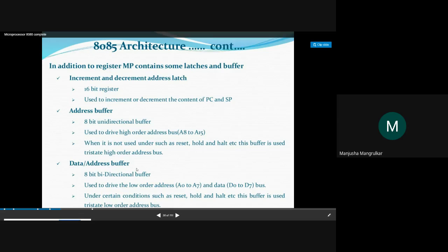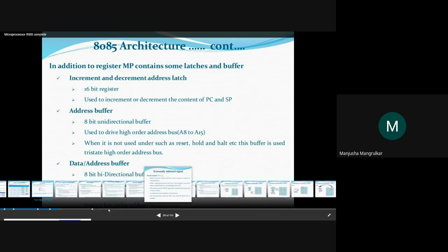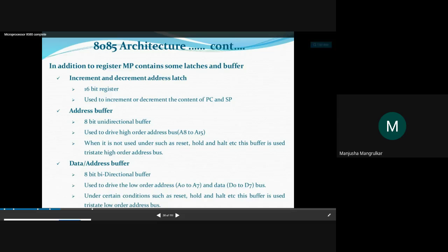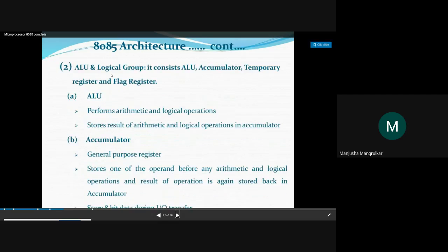The data and address buffer AD0 to AD7. So this 8-bit bidirectional buffer is used to drive the low address A0 to A7 and data D0 to D7. Under certain conditions, as a result of hold and so on, this buffer is used to tri-state the address bus, right? These are the address bus.